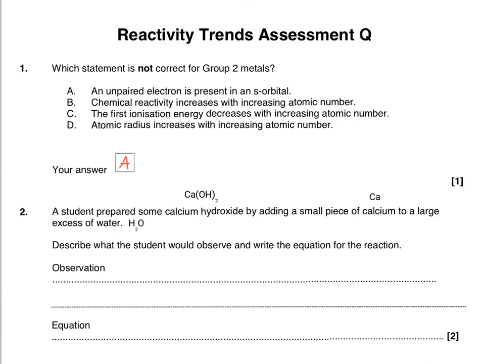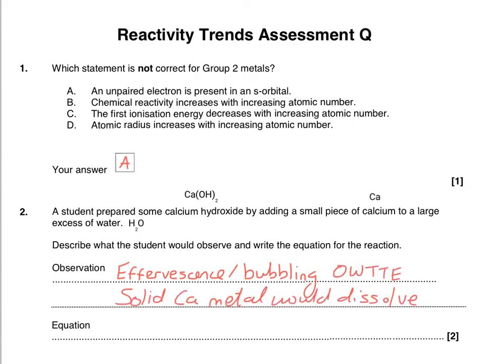So let's start with our observation. We know that a metal reacting with water is going to produce a hydroxide and hydrogen gas. So that would mean you'd see an effervescence of some kind, or bubbling. So we could write effervescence, bubbling, or gas, or fizzing, or something to show that you understand that a gas is being produced. So provided you give all words to that effect, that would be fine. In addition, the solid calcium metal would dissolve.